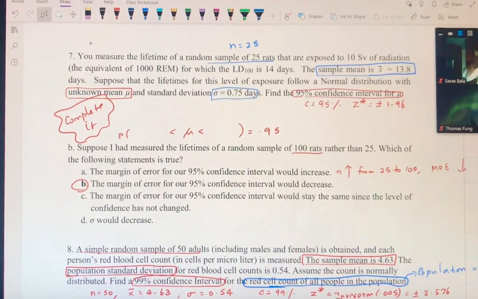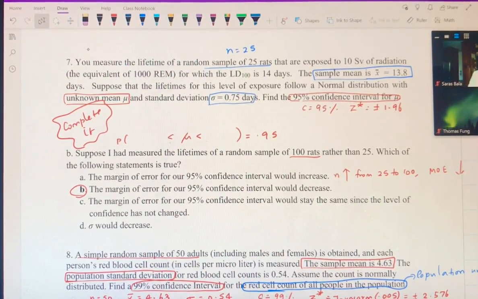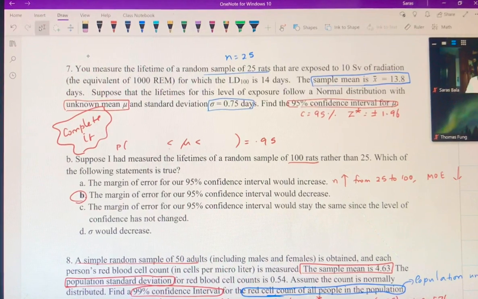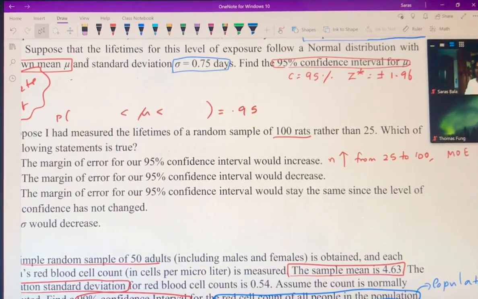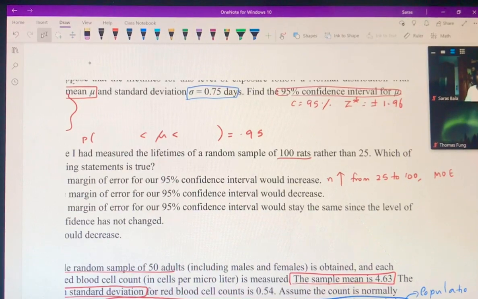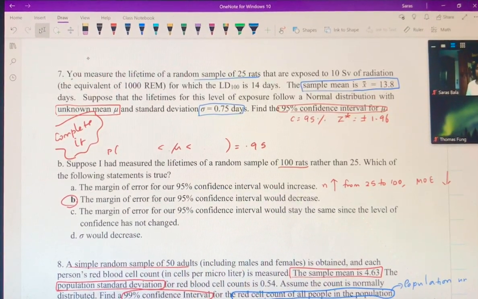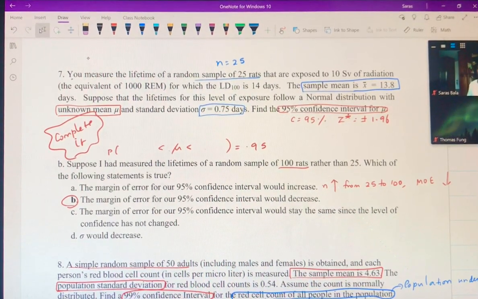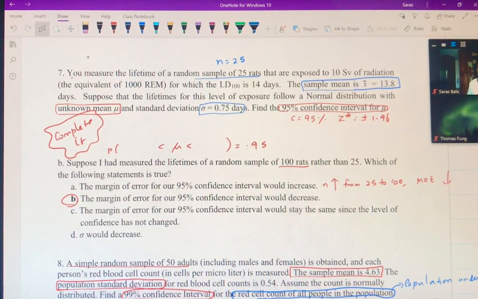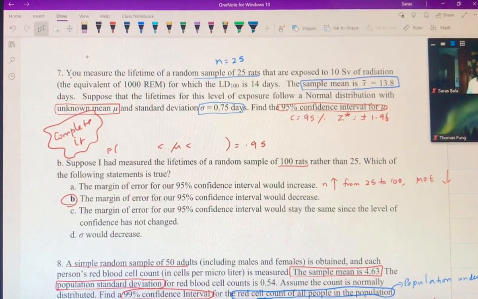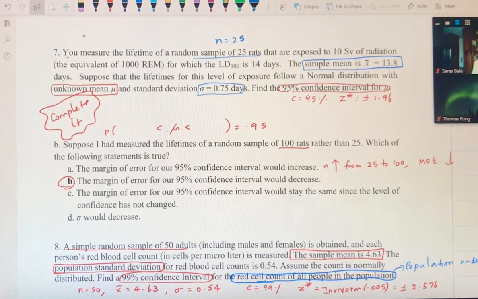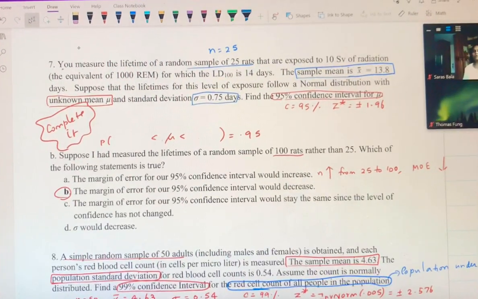So now the question is flipped the other way. Okay, so here the margin of error for the 95% confidence level would decrease, because as n increases from 25 to 100, the margin of error decreases. So which one is the correct statement? The correct statement is that the margin of error for our 95% confidence interval would decrease. So at the same 95% confidence level, if we increase the sample size, your margin of error will go down.